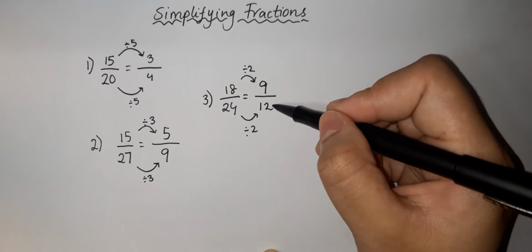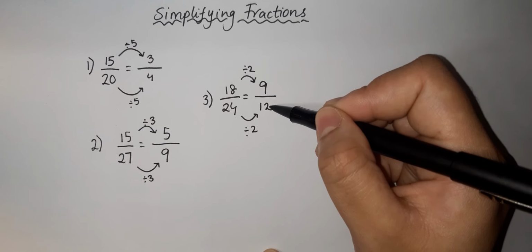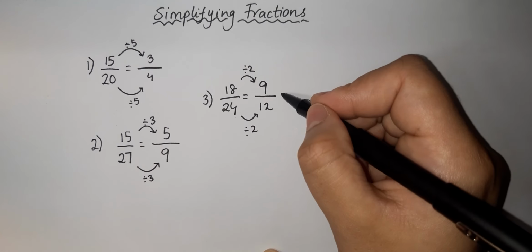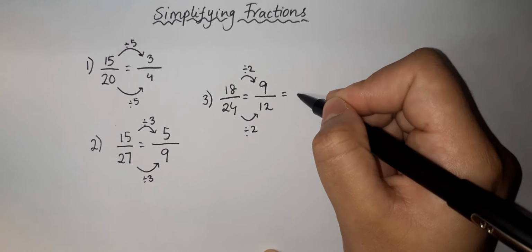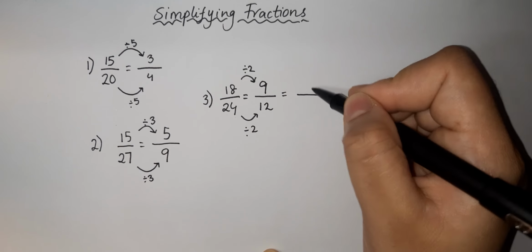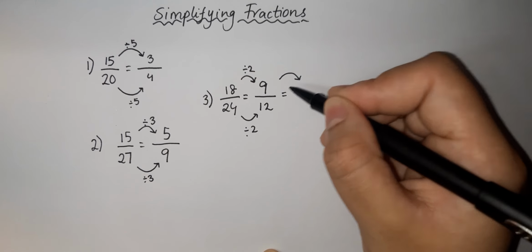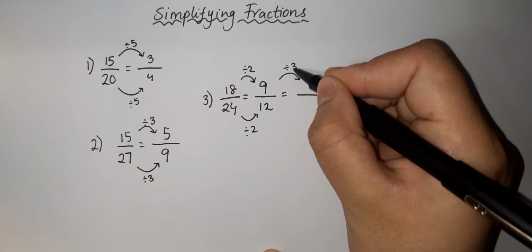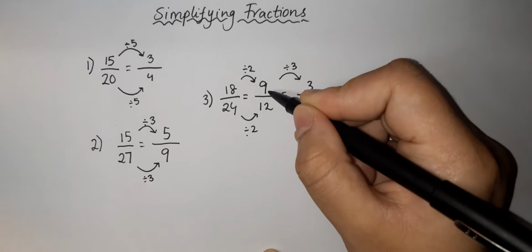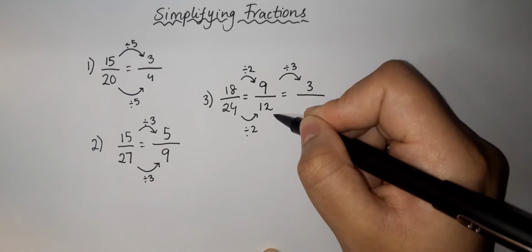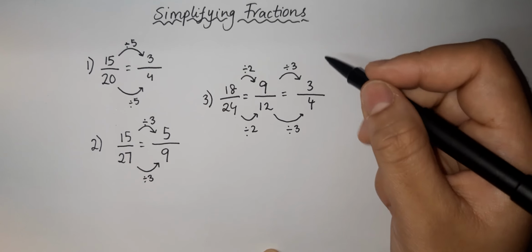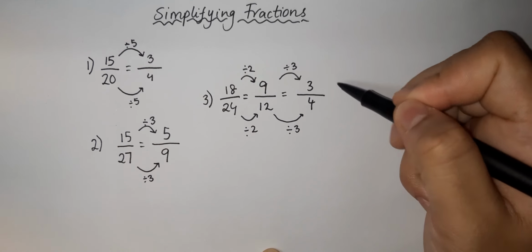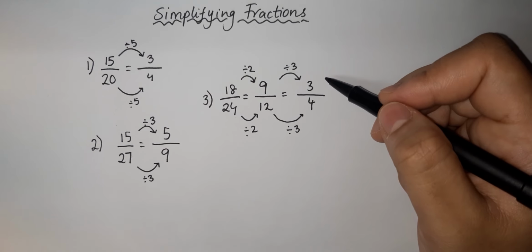Now if we look here, 9 and 12 can be further simplified. And they can both be divided by 3. So we go another step. We can divide by 3. And we would get 3. 9 divided by 3 is 3. 12 divided by 3 is 4. Now this cannot be simplified any further, so that is the final answer.